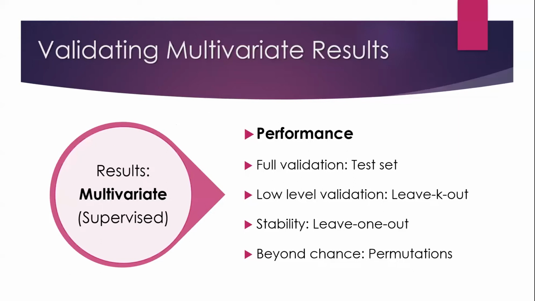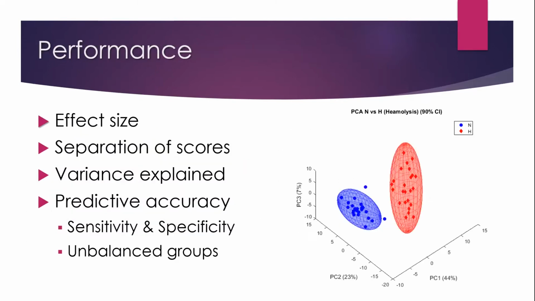Okay, so how do we validate on a multivariate level? First off, you have to look at the performance. Then you need to do some validation. So we said we don't have a test set, but that would be ideal. Otherwise, you can start leaving samples out and see what happens. And then last option is to look beyond, look whether your model or your result is beyond chance, and that's why we use permutations.